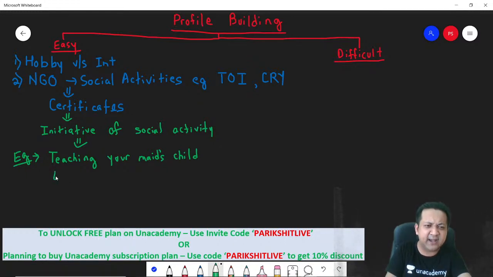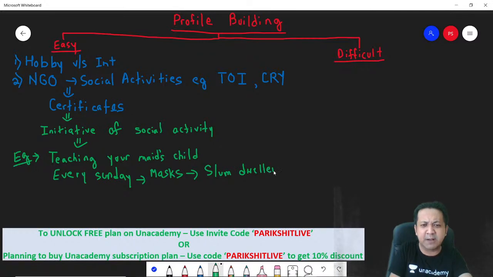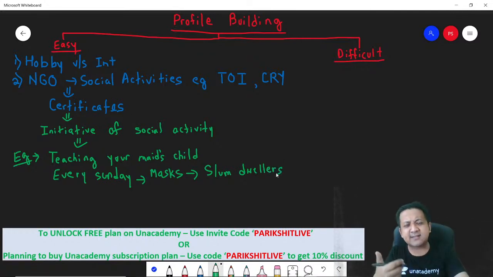Otherwise, every Sunday, probably go to a place, buy some masks, and distribute them to some slum dwellers. Probably you can do this every Sunday. Or take some water bottles, some Bisleri bottles, some mineral water bottles. You love to drive, go on a long drive, stop at a traffic junction, and every Sunday give those poor people some mineral water bottles.